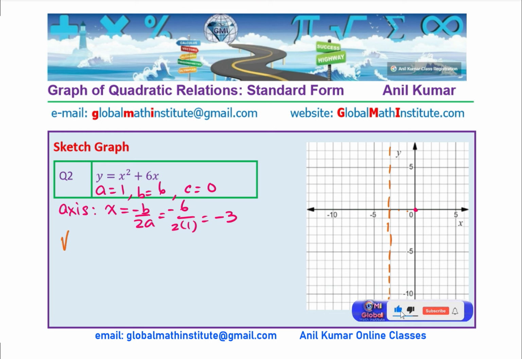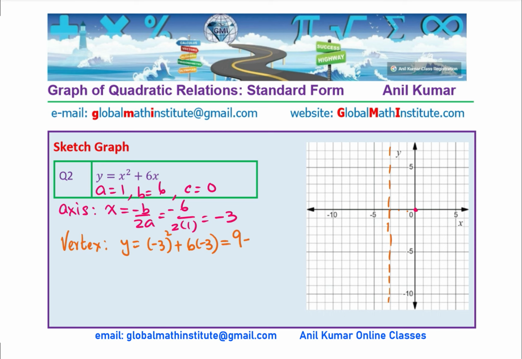Let's find the vertex. To find the vertex, we will substitute x as minus 3 in the equation. So we get y equals minus 3 squared, right, plus 6 times minus 3. Minus 3 squared is 9, and 6 times minus 3 is minus 18. So we get minus 9. So the value is minus 9, right? So which is right there. So that's the point, which is our vertex. Let me call this V, which is at minus 3, minus 9. Clear?